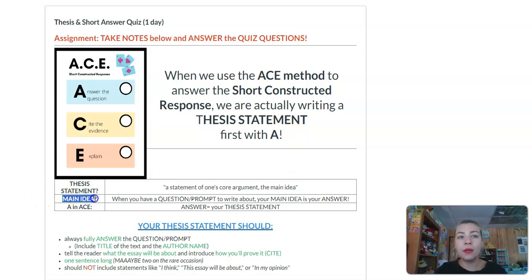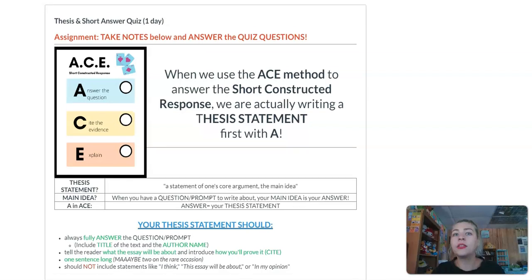And if you look at the second part, your main idea when you take the STAR test or when you practice with a question or a prompt, that's your main idea. What is the question asking me? How am I going to answer the question? So again, your thesis statement is just one sentence. That's the main idea, and that's the answer to the question. So your answer is your thesis statement.